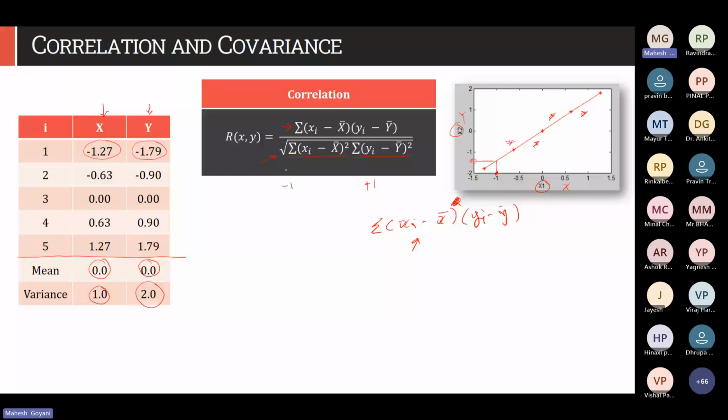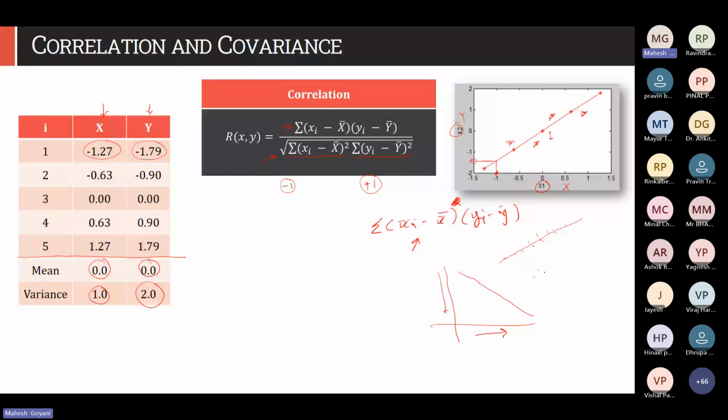+1 indicates a perfect positive correlation. -1 indicates a perfect negative correlation. Negative correlation means one variable is increasing and the other is decreasing. So here x is increasing, but y is decreasing, with a slope of -1. Here the slope is perfectly +1 because they are perfectly positively correlated. If your data points are like this, then correlation may not be exactly 1, but could be somewhere around 0.9, 0.8.